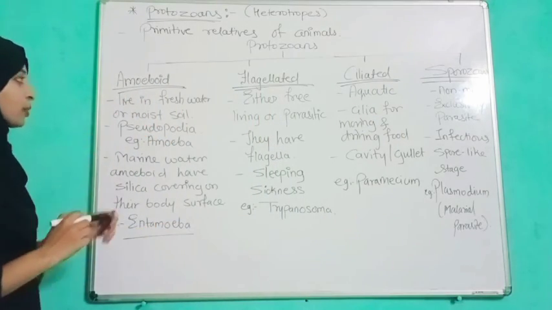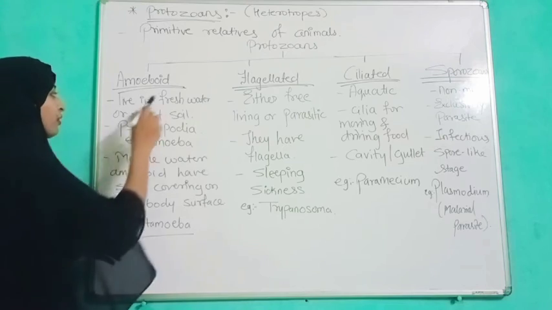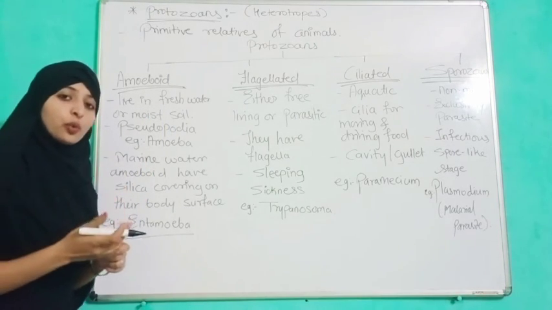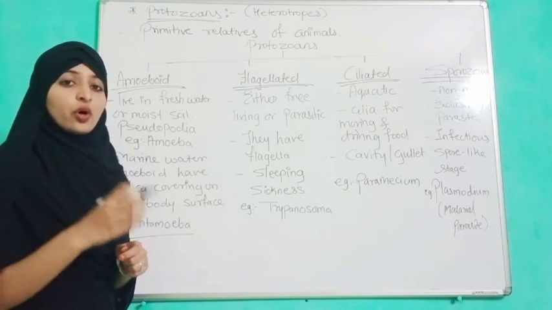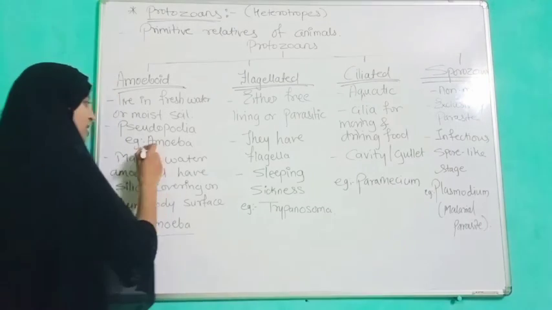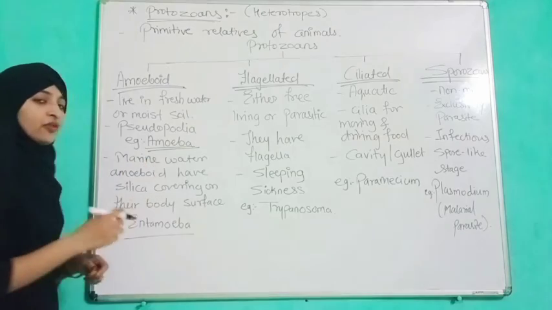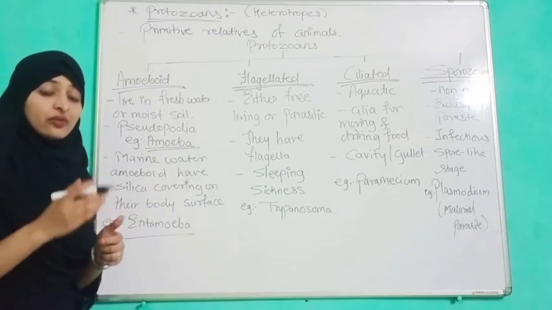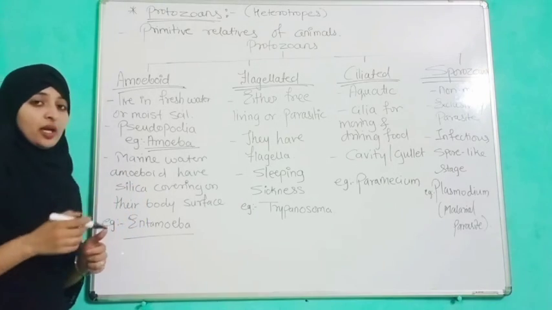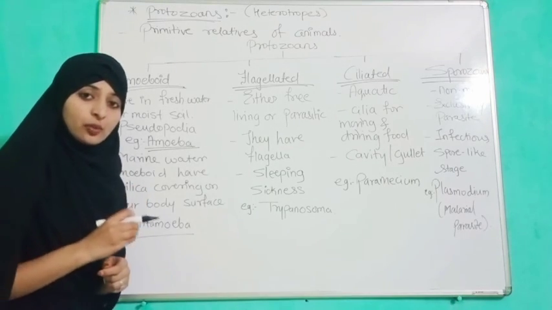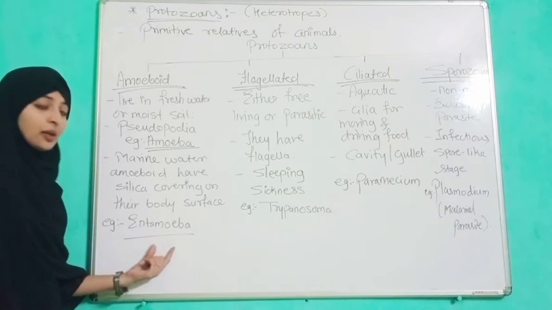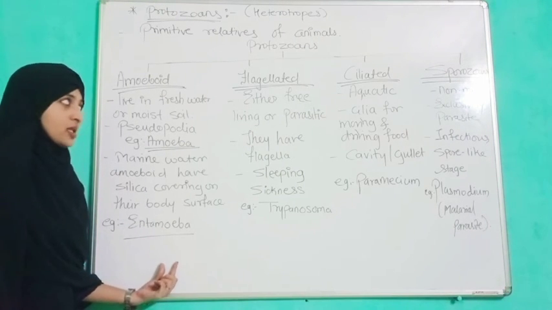Amoeboid protozoans live in fresh water or on moist surfaces. They have pseudopodia to move or capture their prey, such as Amoeba. If the amoeboid is marine, it has a silica covering on its body. Entamoeba histolytica is a parasite.